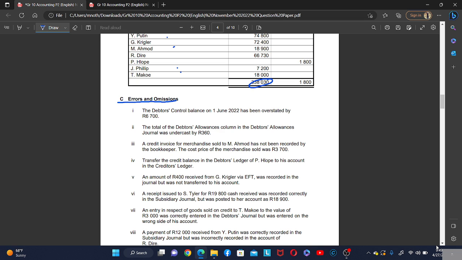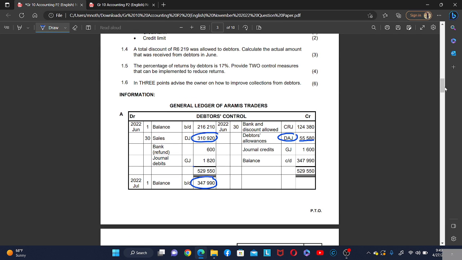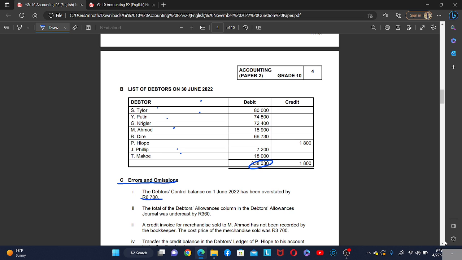Then they said Roman figure 1, the debtors control balance on 1 June has been overstated. Where is that balance? Here is the balance of debtors control on 1 June. They are saying that it is overstated, meaning it is more by an amount of 6,700. Once they tell you that it is overstated, it means that you must go and subtract, because overstated means that it is more. So we need to go and subtract it.